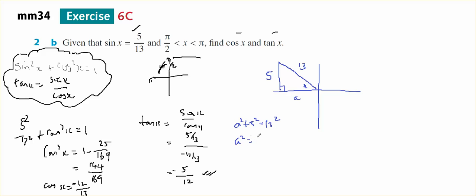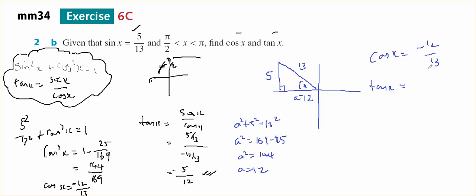a squared equals 169 minus 25, a squared equals 144, a equals 12. So that's 12, but it's in the negative direction, so it's negative 12. So here is x. I know that the cos of x will be adjacent over hypotenuse, negative 12 on 13, and that the tan of x will be opposite over adjacent, which will be 5 on negative 12, which is minus 5 on 12. Same answers.